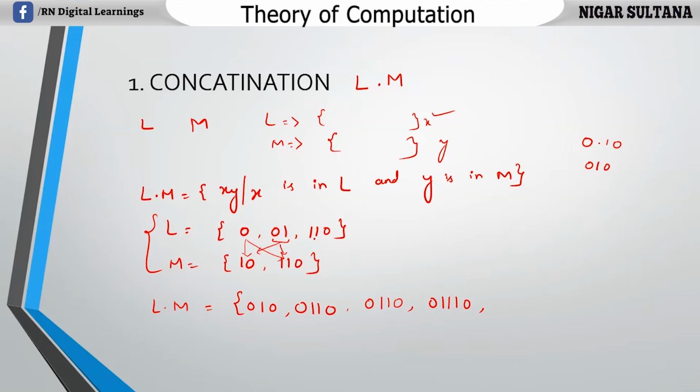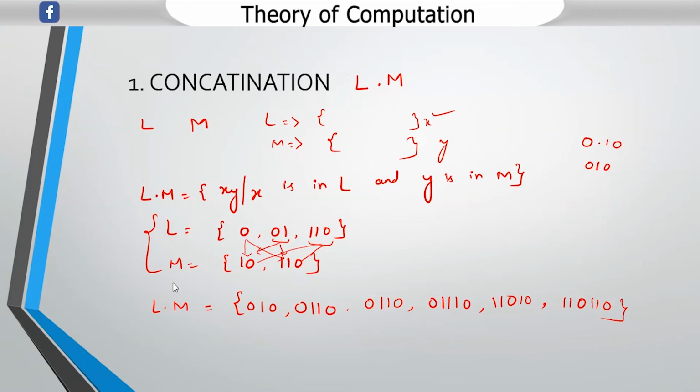Next, this 1 1 0 will be concatenated with 1 0 as well as 1 1 0. Let's see what it gives. 1 1 0 concatenated with 1 0, and again 1 1 0 concatenated with 1 1 0. So this is a new language by concatenating L and M. This is your final calculation.